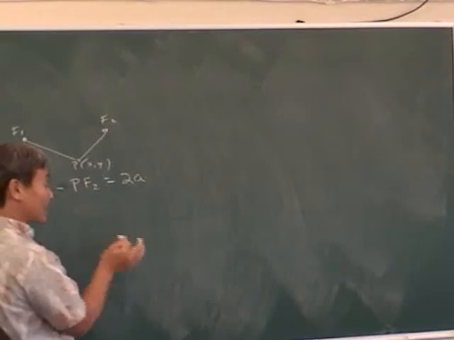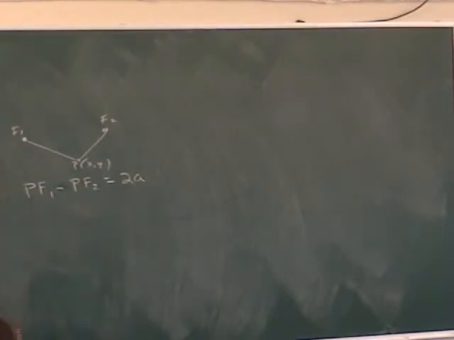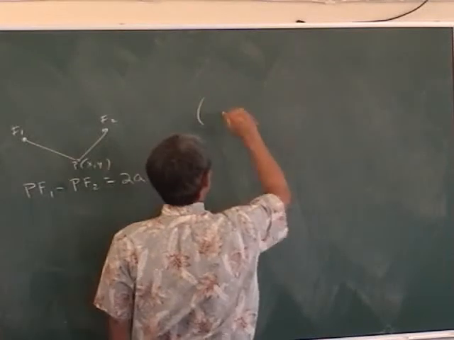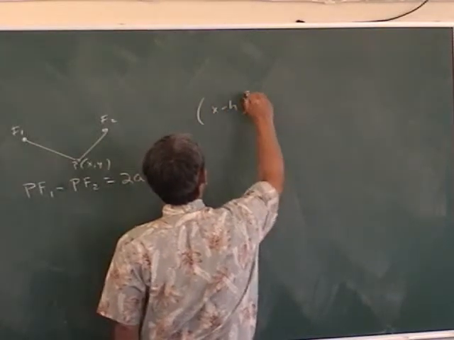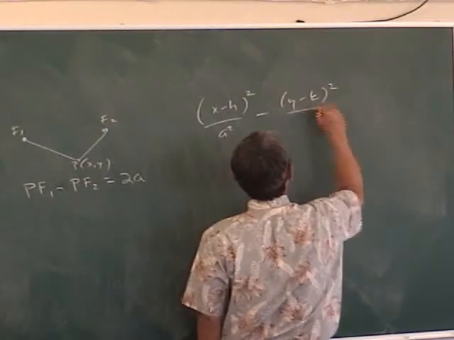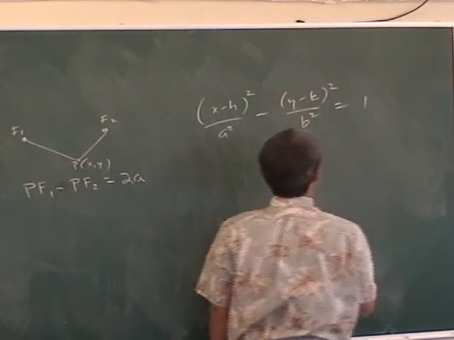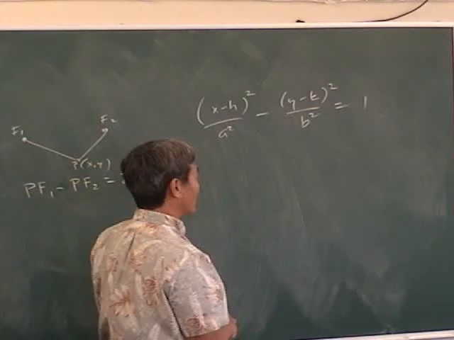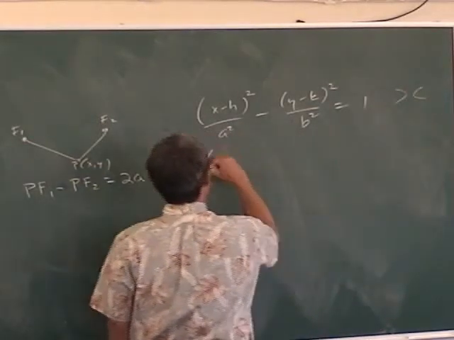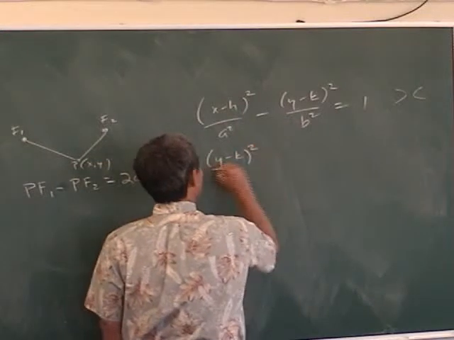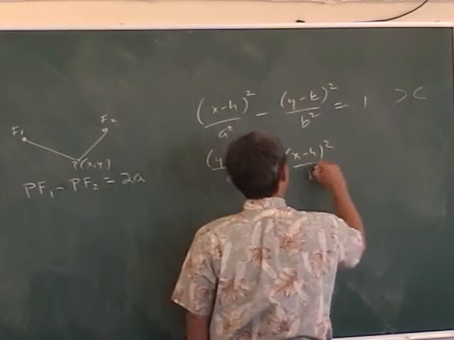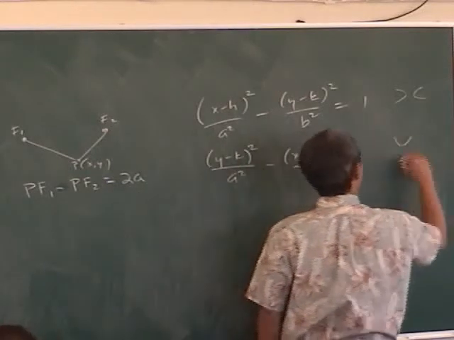So you can expect a lot of the equations to be the same. In fact, they are, right? For a hyperbola, if it opens left and right, then it's x minus h squared over a squared minus y minus k squared over b squared equals 1. That's the standard equation of a hyperbola that opens left and right. If it opens up and down, then the y comes first: y minus k squared over a squared minus x minus h squared over b squared equals 1. This hyperbola opens up and down.